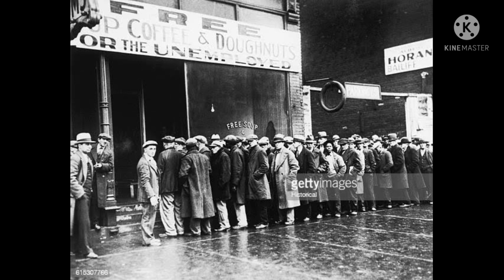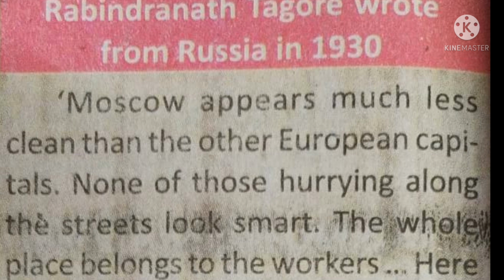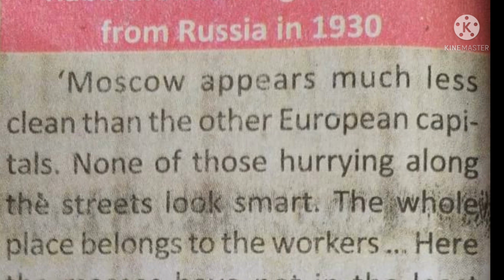Many of them, like Rabindranath Tagore and Nehru, were inspired by it, though they did not agree with many aspects of communism, like the suppression of opposition political parties. George Orwell wrote his famous satire Animal Farm to highlight how the ideals of the Russian Revolution were lost in the USSR. Let us find out what Rabindranath Tagore wrote in 1930 from Russia.